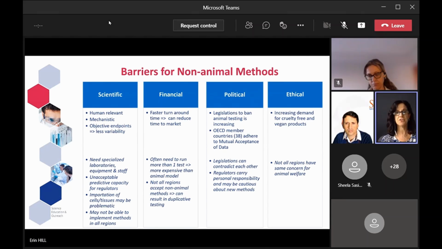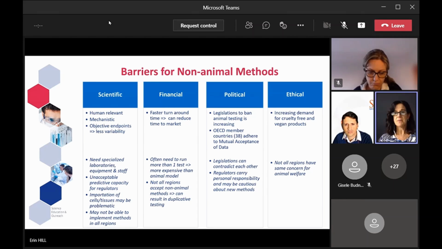The financial barriers can be that often you have to run more than one alternative test to replace the animal. And so although each single test might be cheaper than the animal test, when you start adding them up, they can actually be more expensive than the animal model. And because not all regions accept the alternatives now, industry faces the very difficult decision: if I have to do this animal test for China, maybe I should just run the animal test because it's accepted in every other region, except for a few regions such as the EU. And there I'm speaking more about agrochemical companies or chemical companies than for cosmetic companies.